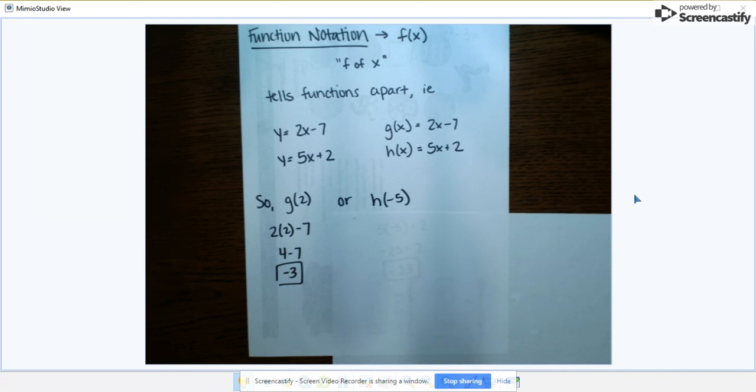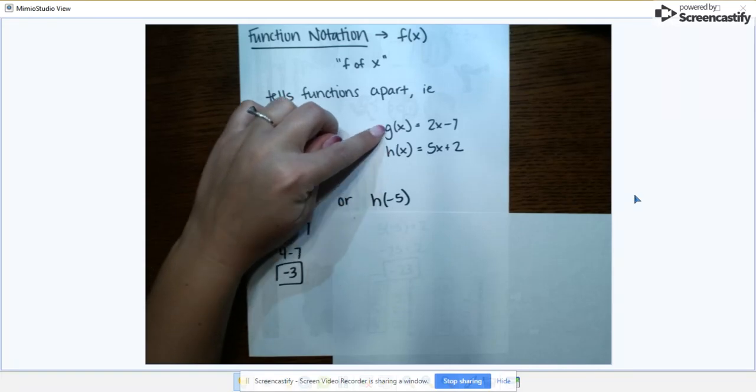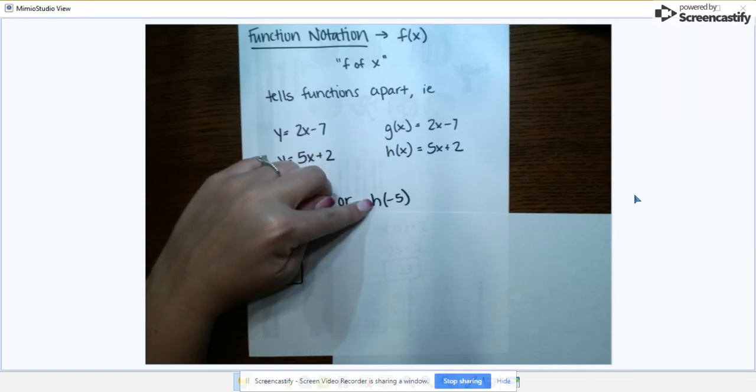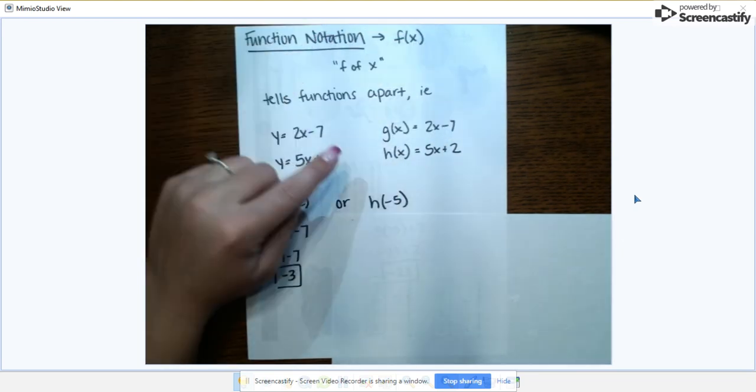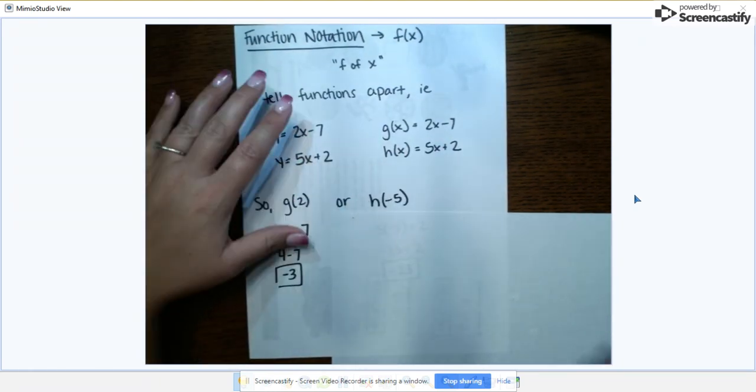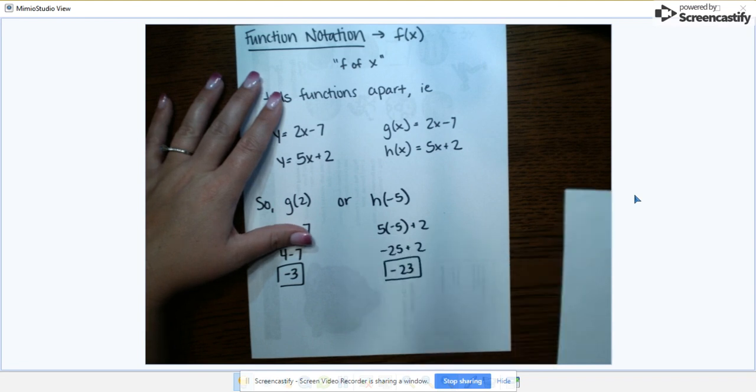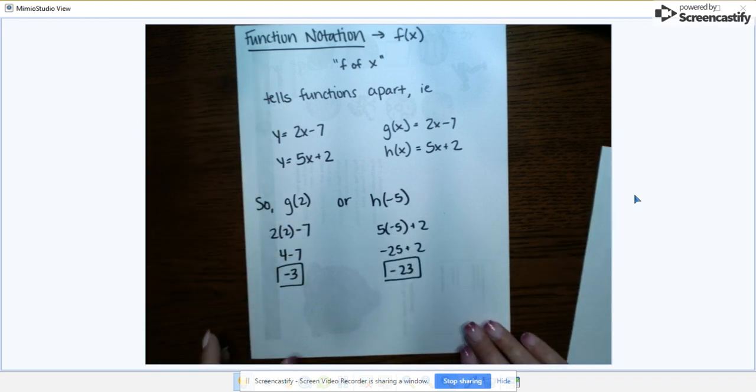Okay, then we could find h of -5. Now make sure you realize that, yes, I'm given g and h, but this only asks for h of -5, so I can disregard g. And I'm really only going to plug that -5 into that h equation. And that leaves us with -23.